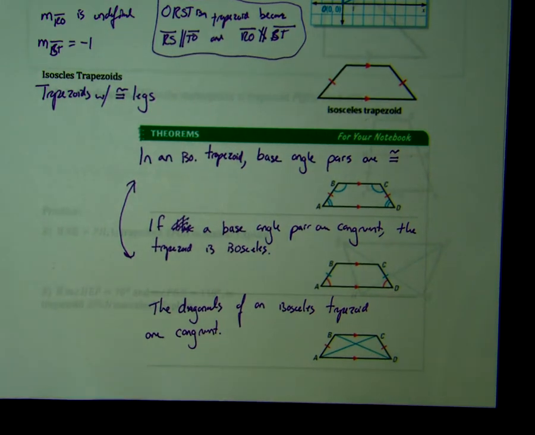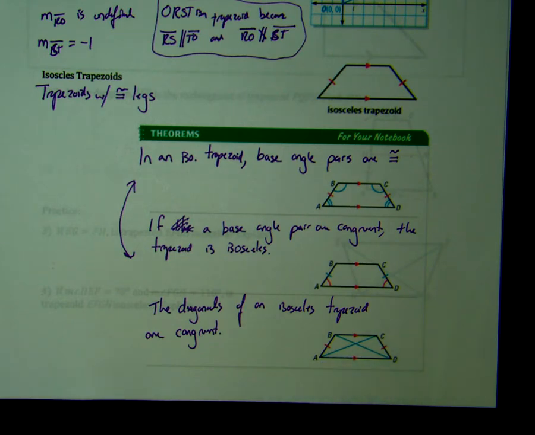Okay, so this is actually a property that isosceles trapezoids share with rectangles. The difference being that a rectangle is also a parallelogram, so the diagonals bisect each other. Here with the trapezoid, even though we have congruent diagonals, the diagonals do not bisect each other.